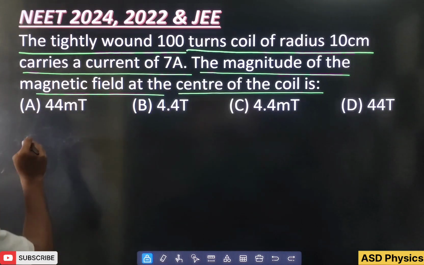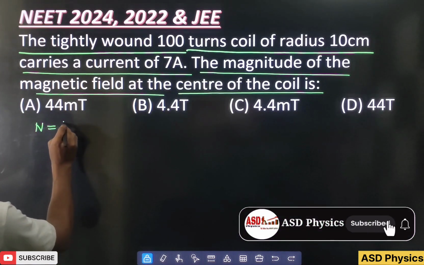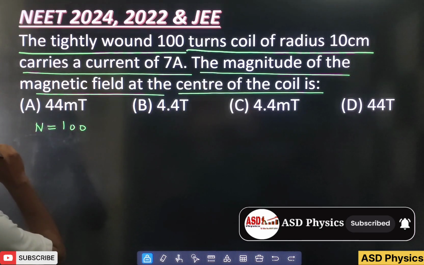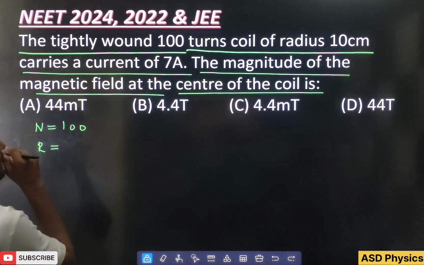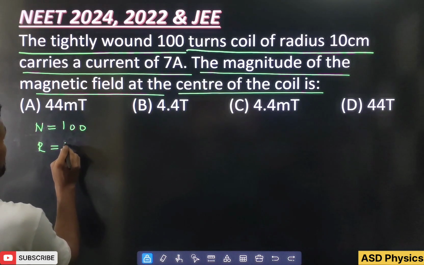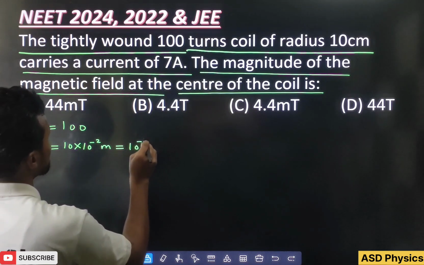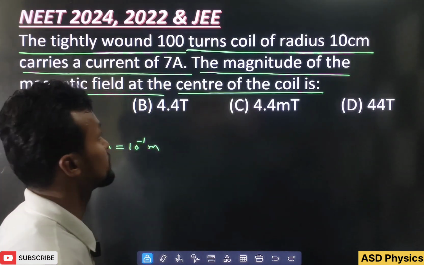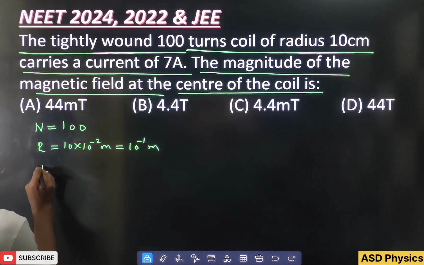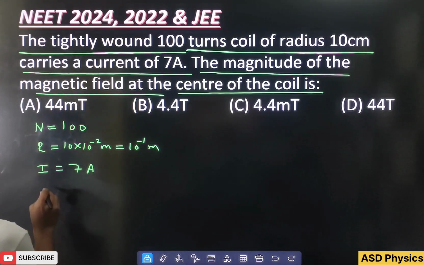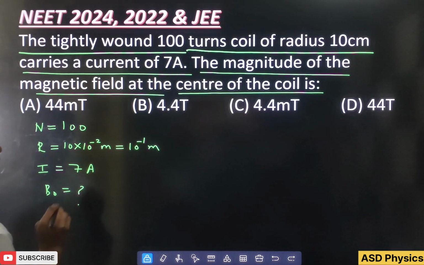Okay. So, first we'll note down the data. N, how much is given here? N is given here 100. Radius of the coil, that means capital R, is given here 10 centimeter. 10 centimeter, that means 10 into 10 to the power minus 2 meter, or we can write 10 to the power minus 1 meter. And current, how much is given here? Current is given here 7 ampere. And they are asking the magnitude of the magnetic field at the center.